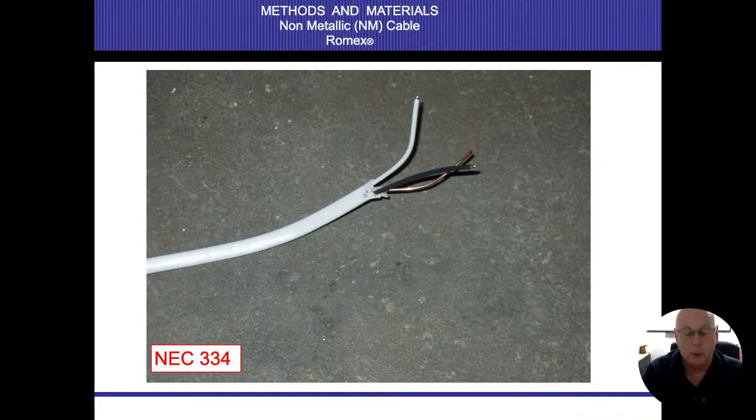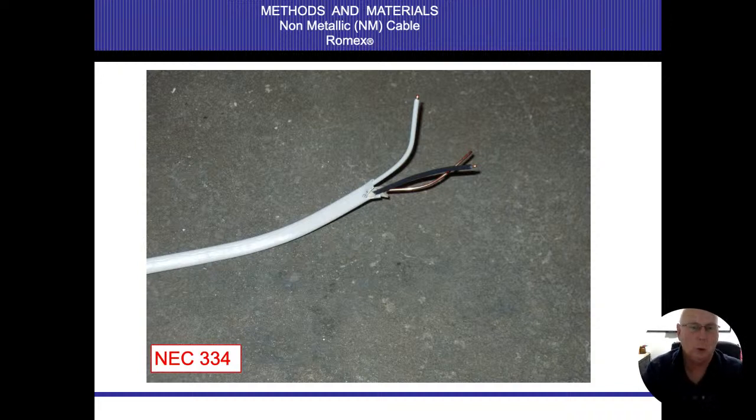Non-metallic cable. I also want you to know the term NM cable. NM stands for non-metallic. NMC stands for non-metallic cable. All right. Also known as Romex. Romex is a trade name. It's the manufacturer's name, but a lot of people do refer to that. I like us to refer to things as being non-metallic cable or NMC. This one would be a 14-2 with ground.